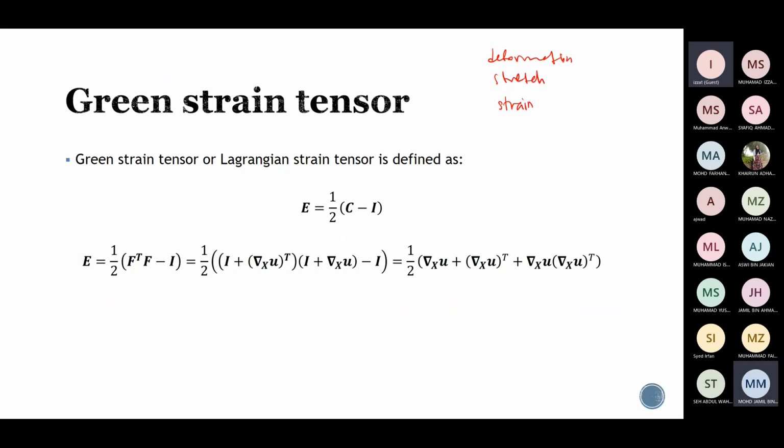So the first strain tensor is called the Green strain tensor. Green here is a person's name, not the color. Or we call it the Lagrangian strain tensor. The definition is simply E, the Lagrangian strain tensor, equals 1/2 of C minus I. C is your right Cauchy-Green deformation tensor, and I is the identity matrix. This is just the derivation, not important, I won't ask it. So in the exam, if after you find C, for example, you are asked to find the Lagrangian strain tensor, just use this formula and calculate E.